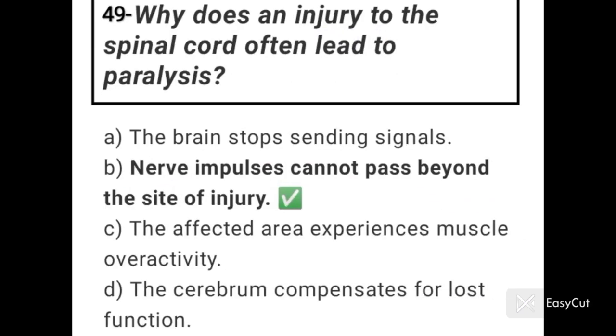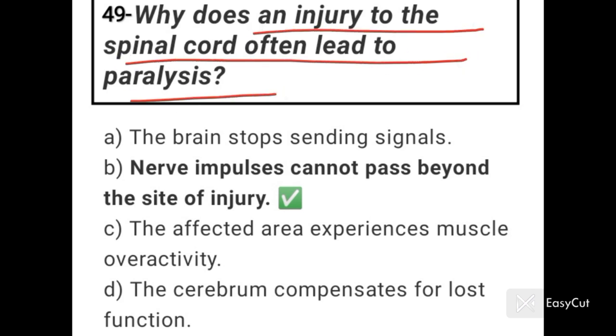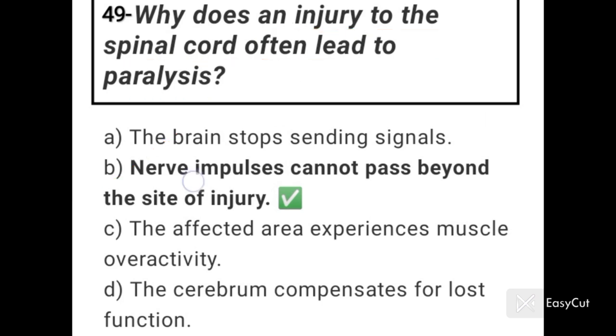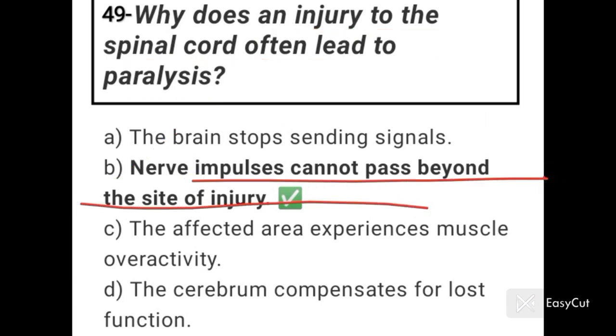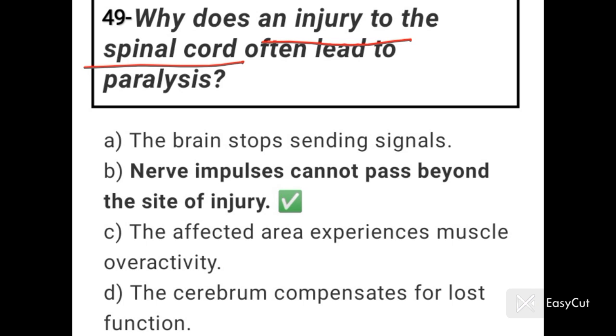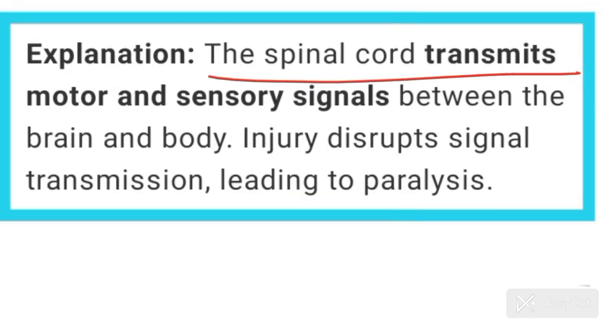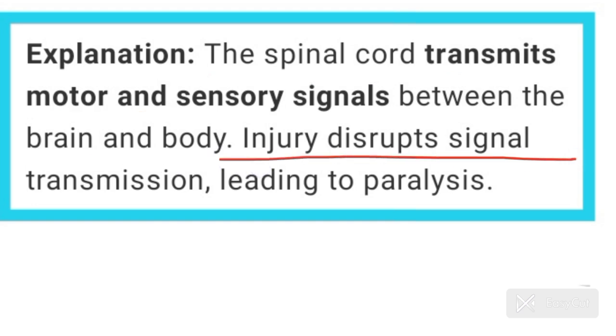Question number 49. Why does an injury to spinal cord often lead to paralysis? Answer is option B. Nerve impulses cannot pass beyond the site of injury. अगर स्पाइनल कॉर्ड में इंजरी हो जाती है तब पैरालिसिस हो जाता है. क्यों हो जाता है? बिकॉज जहां पर स्पाइनल कॉर्ड में इंजरी हो जाती है वहां से नर्व इम्पल्स पास नहीं हो पाती है. The spinal cord transmits motor and sensory signals between the brain and body. Injury disrupts signal transmission leading to paralysis.